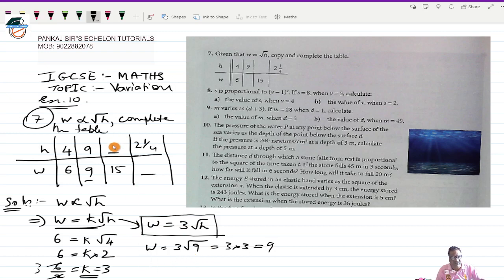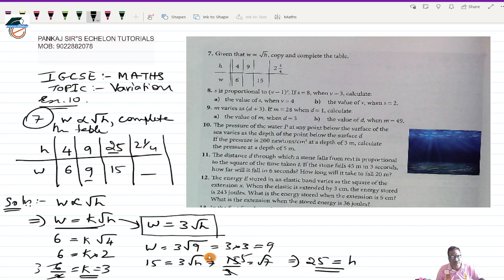Now I want to find out H when W is 15. So 15 will be equal to 3 times root of H. Now I want to find out H. So 15 upon 3 is equal to root H. 15 upon 3 is nothing but 5. So 5 is equal to root H. So H will be how much? Squaring both sides gives me 25 equal to H. So H will be 25.